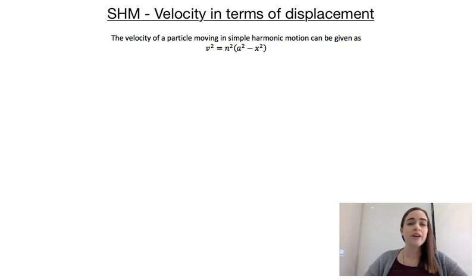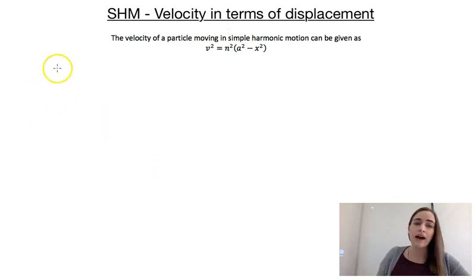In this video, I want to have a look at simple harmonic motion problems that involve velocity in terms of displacement. So the velocity of a particle moving in simple harmonic motion can be given as this: v squared equals n squared outside of a squared minus x squared. So we're going to go through and prove that.